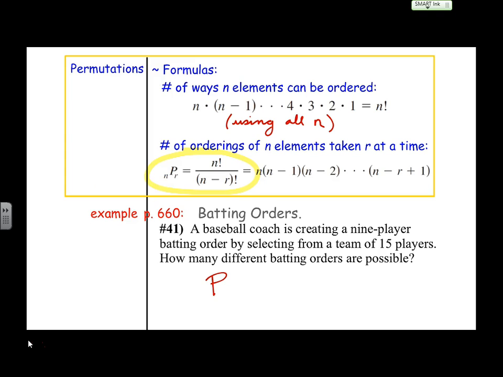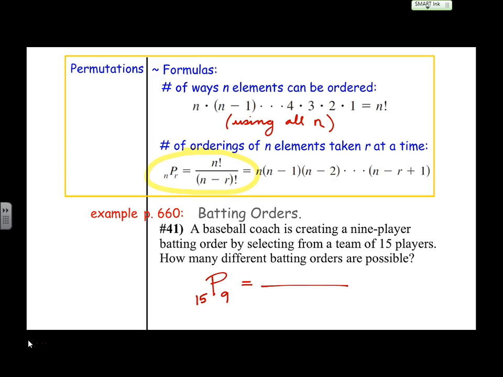Permutation, order is important. What's my n? What's my total? From 15 that are on the team, how many is the coach choosing for the batting order? 9. Could you plug into your calculator? Of course. Yes. Go to math, go over to probability. So a couple of you head over there, that way you can check our answer, but the rest of us, let's do factorials.